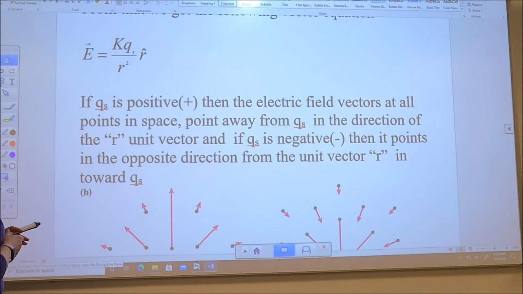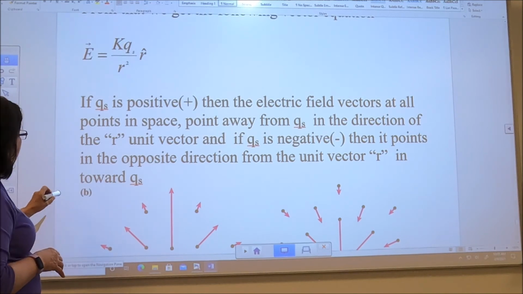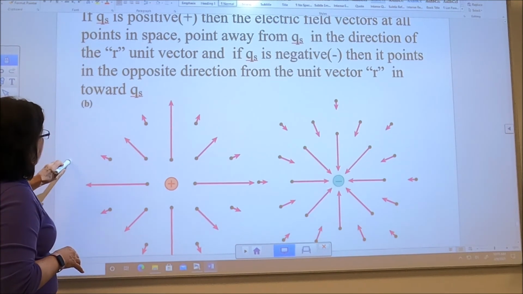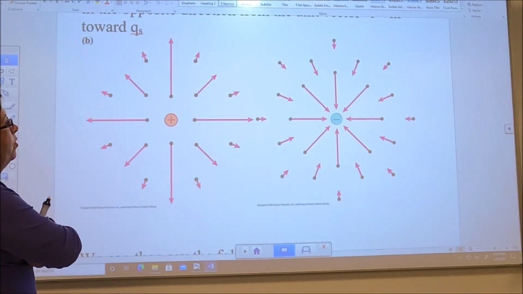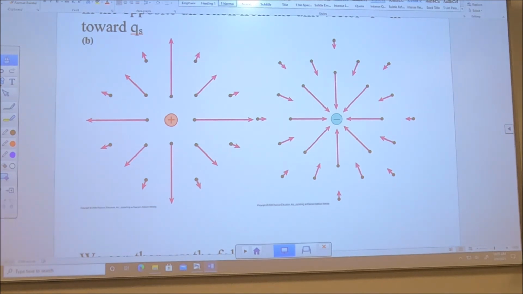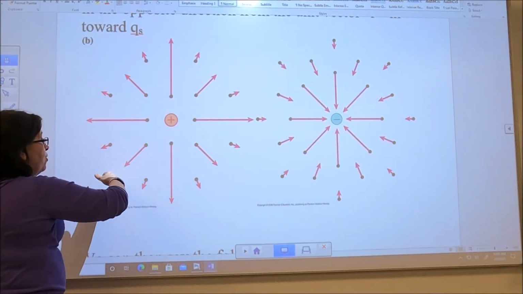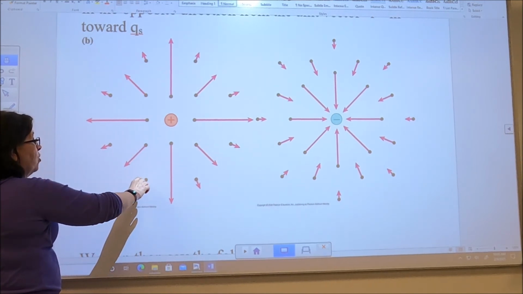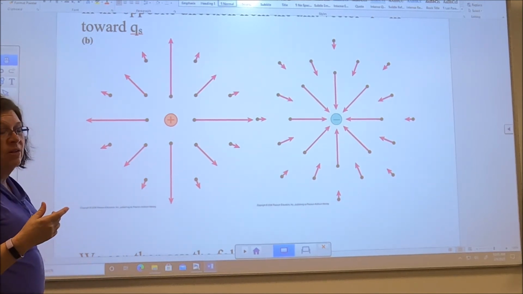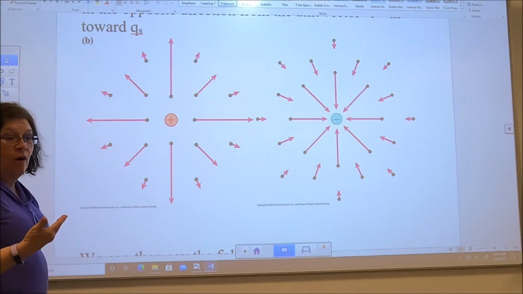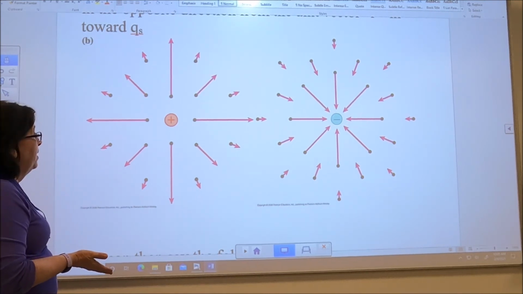So if Q_S is positive, the electric field vectors all point in space away from Q_S. If it's negative, they point toward it. Here's an example of some electric field maps around a positively charged particle and around a negatively charged particle. As you move out further from the positively charged particle, the strength of the electric field is going to drop off as a factor of r squared.